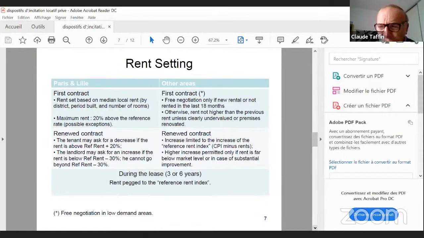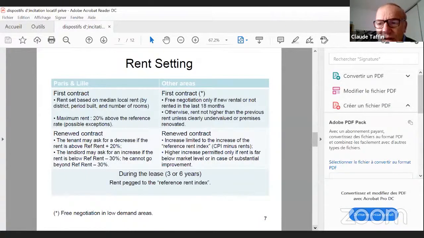Upon renewal of the contracts, there is a limited possibility to increase rents, at least when it's proved to be undervalued, some overvalued, of course. And during the lease, the rent is pegged to an index, which is more or less the consumer price index. You see that there are two columns because recently we have introduced a way that we call the German way to try to tie the new rents not to market rents, but to stock rents, which obviously are much lower.